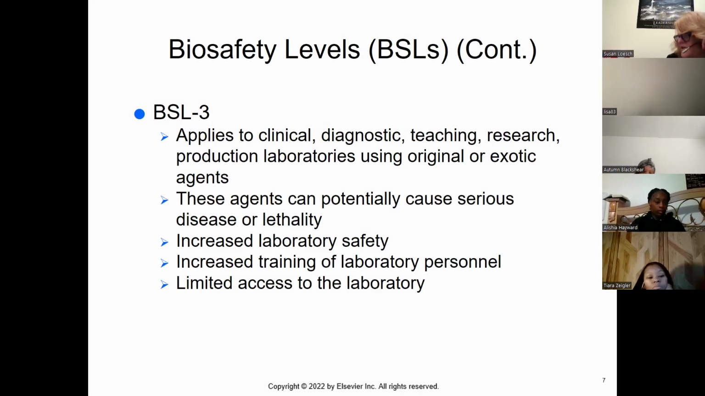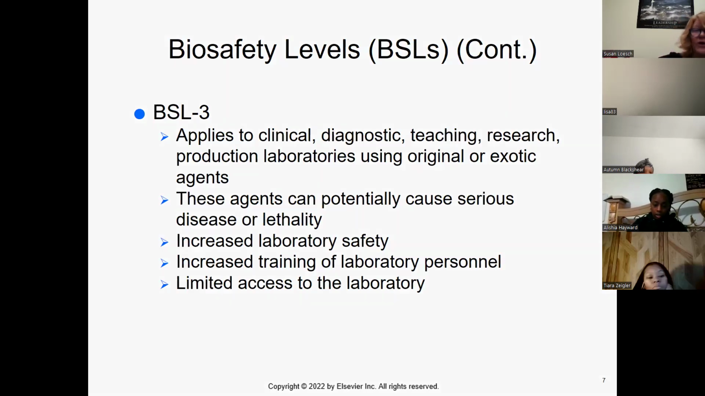Then we have biosafety level 3. This applies to clinical diagnostic, teaching, research, or production labs that are using some sort of either indigenous or exotic agent. All the windows in the lab would be closed or sealed. The lab would be separate from any area of traffic. A change of clothes room is included with the entrance to the lab, and there would be containers in there for you to dispose of your clothing. Examples of microbes in this category would be Yersinia pestis, Brucella spp., SARS, and Bacillus anthracis.